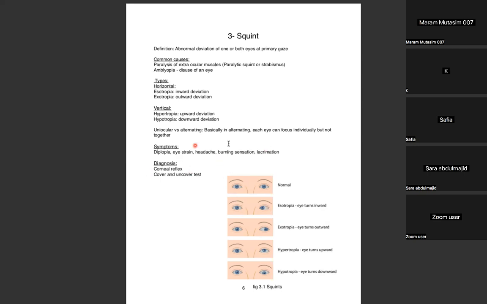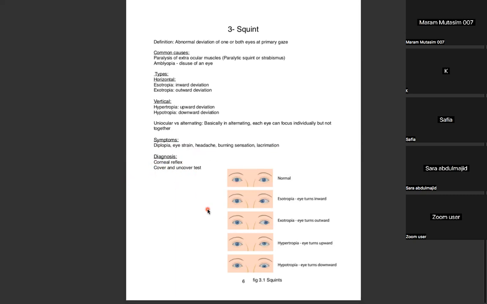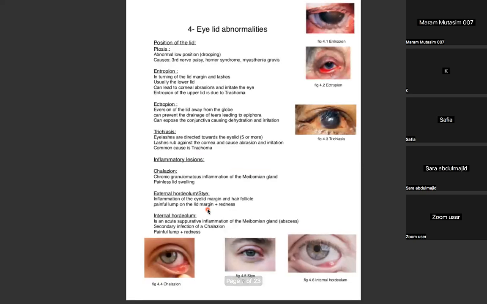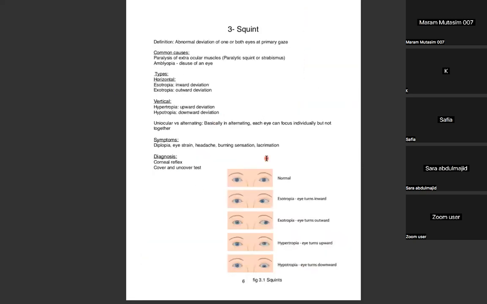في symptoms بتيجي مع السكوينت, mainly diplopia or double vision, eye strain, headache. Some people have burning sensations, like the eye that's squinting hurts them, or they have lacrimation or like tearing in one eye. And the diagnosis بيحصل بالcorneal reflex وبالcover uncover test. Okay? So a squint is mainly, they'd ask you about the types of squints and stuff like that. There's not as detailed questions حقت السكوينت.